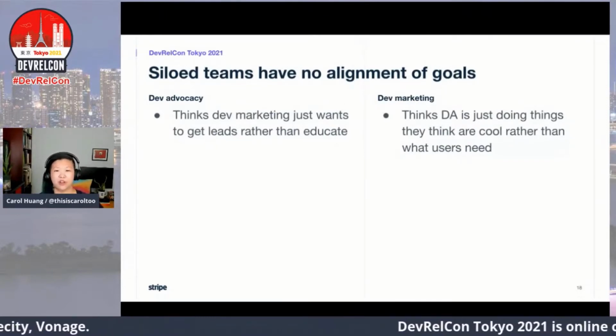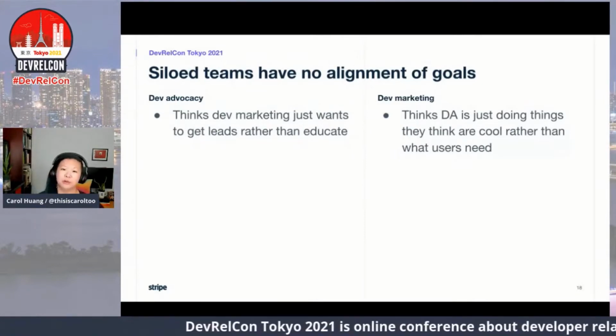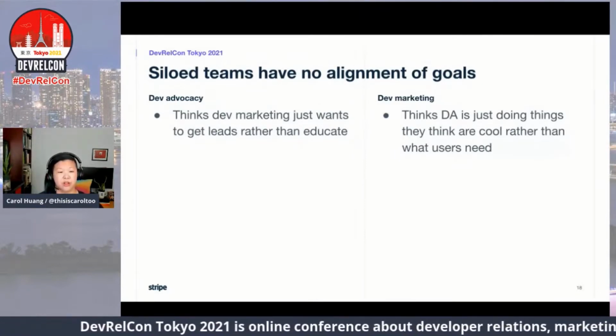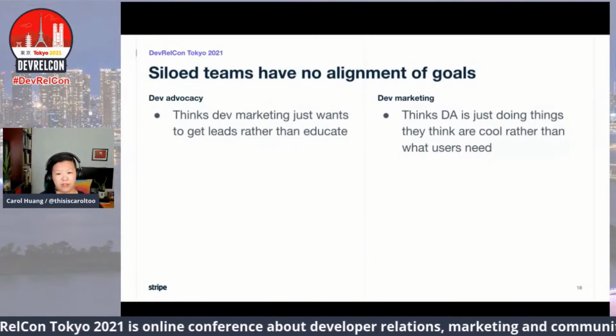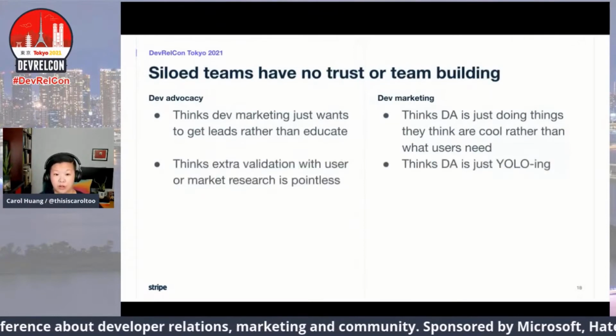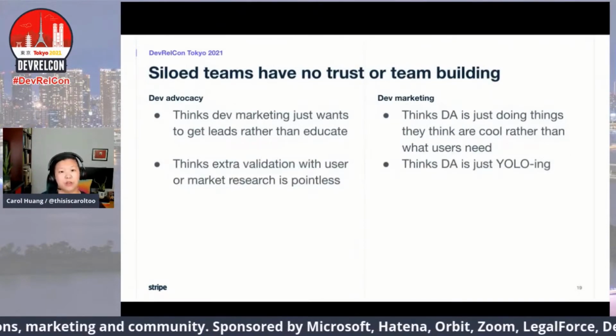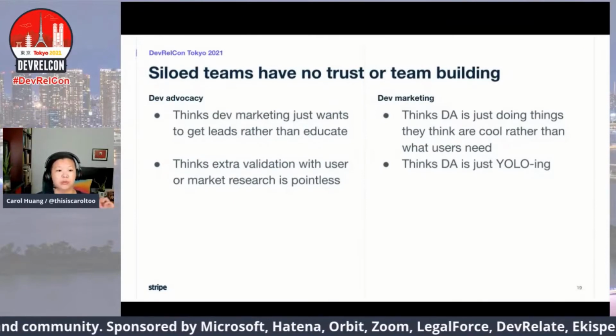DevRel, Dev Advocacy is often glamorized for just traveling around and showing people cool stuff, but we both know that's not really the truth. The key thing here is that neither of them thinks that the other has the best for the users in mind. Another common thing is when you're siloed, you haven't built up any trust or team building because you're operating only in your own silos.